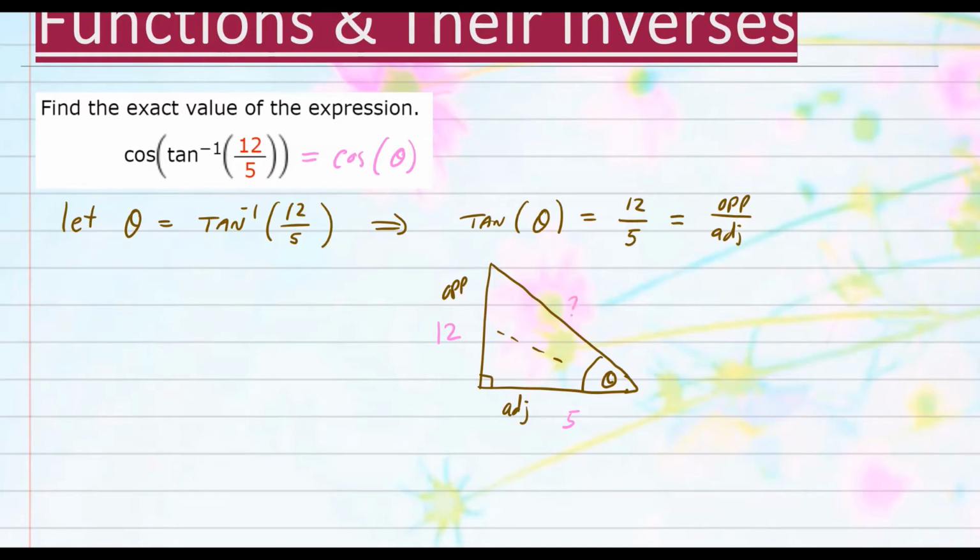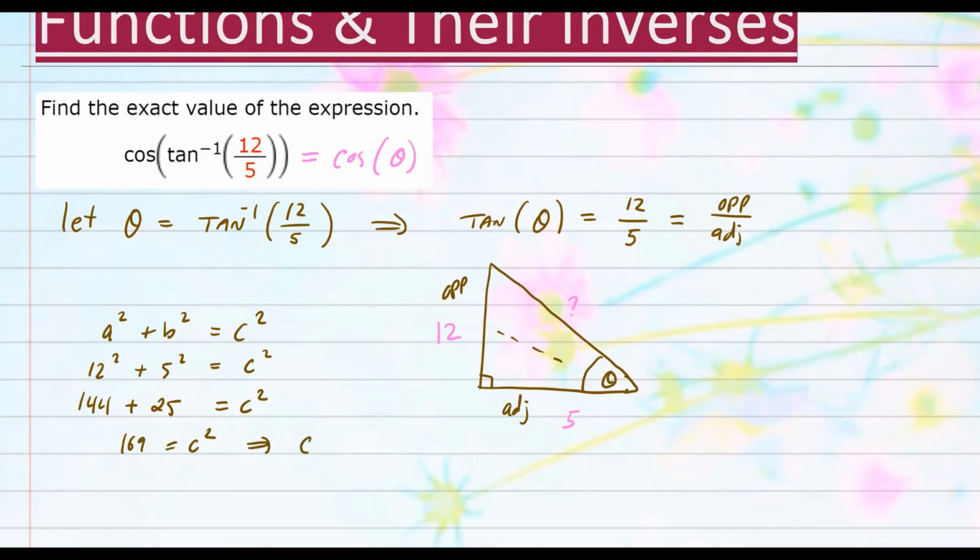So let's do that on the side. We have a squared plus b squared is equal to c squared. Again, a and b are the sides. So that will be 12 squared plus 5 squared equals c squared. 12 squared is 144. 5 squared is 25. So we have 169 is equal to c squared. That will give us c is equal to 13. So the hypotenuse is 13.